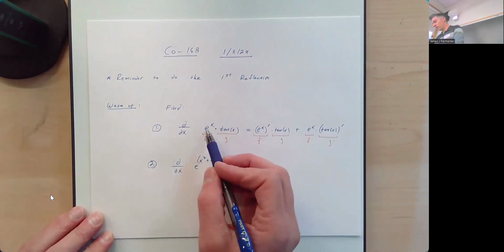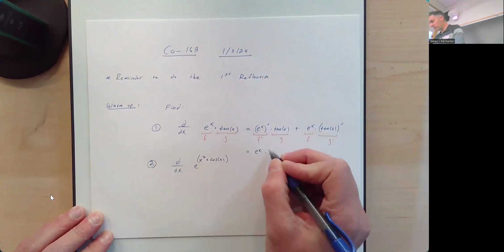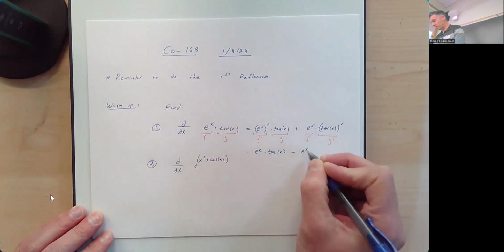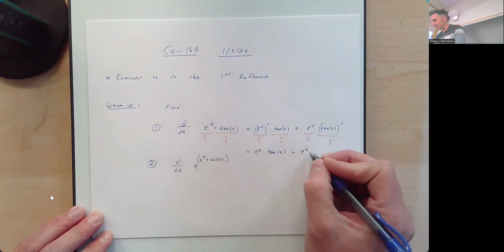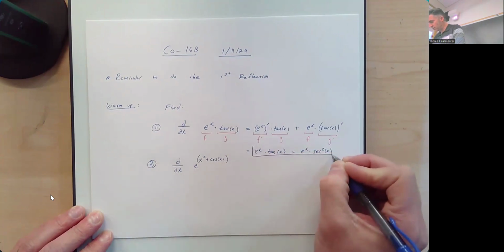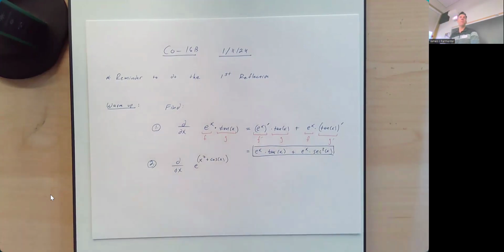So the derivative of e to the x is e to the x. Leave tangent alone. And then e to the x is e to the x. And then the derivative of tangent is secant squared of x. So there's our derivative of e to the x times tangent of x.